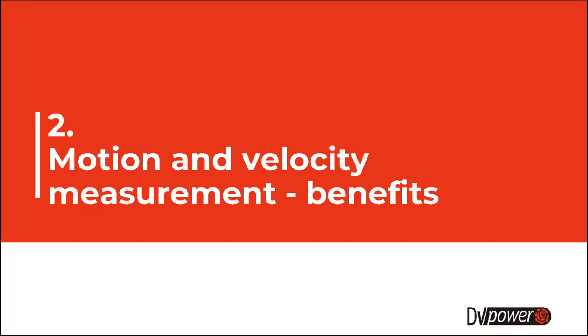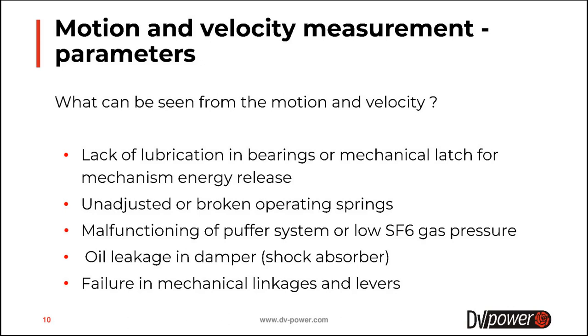In the following part of the presentation, we'll see what types of failure can be detected with the motion and velocity measurement, as well as how to use motion and velocity curves and parameters for analysis. What can be seen from the motion and velocity measurements? Let's say from the motion and velocity curves and parameters which are extracted and calculated based on these curves.